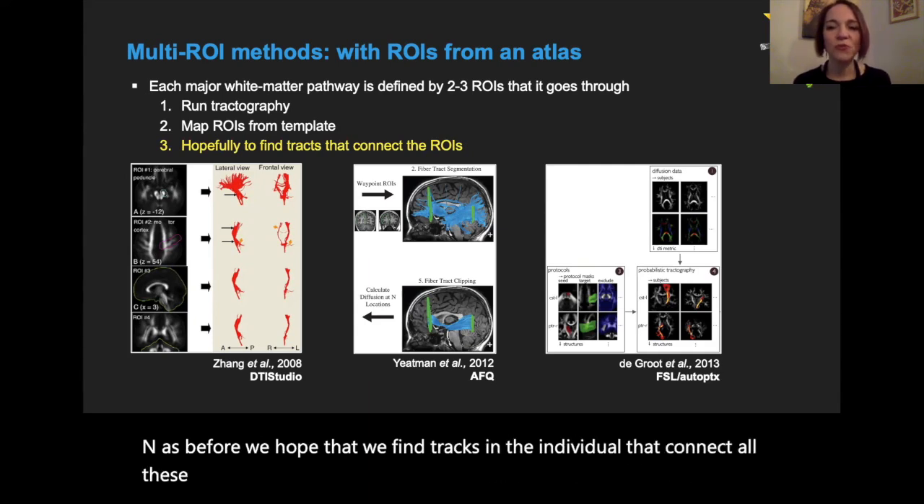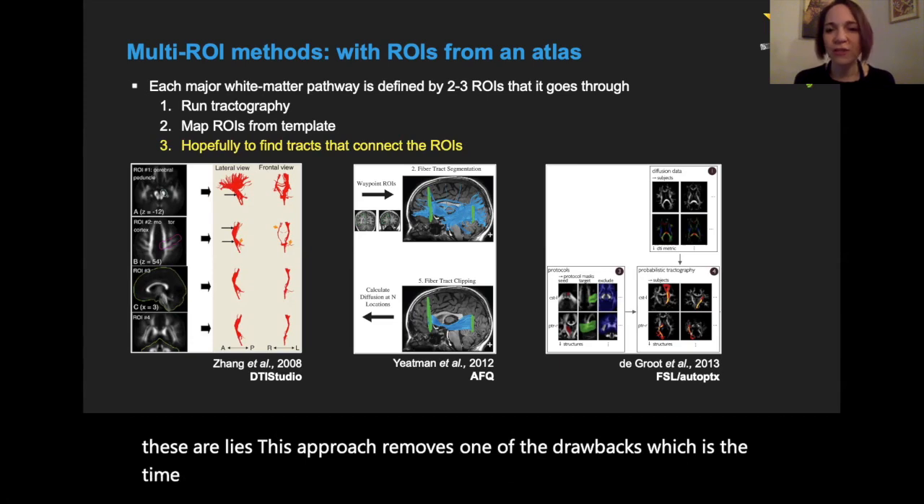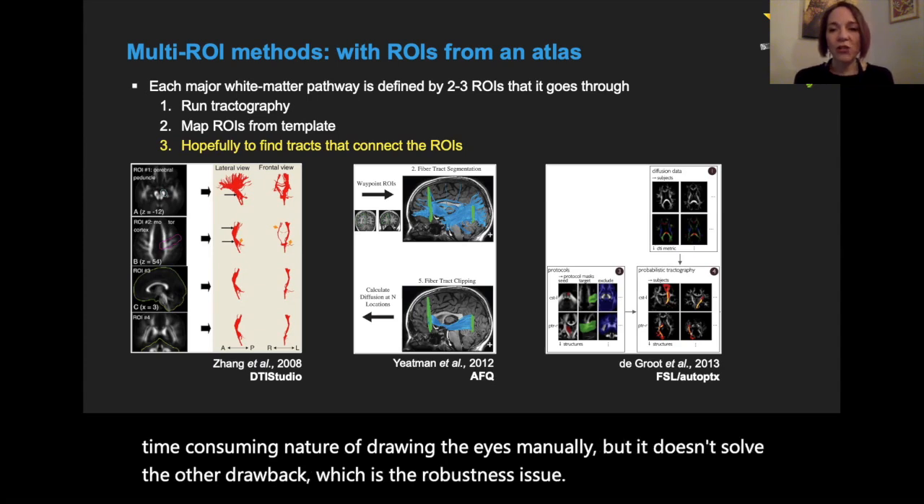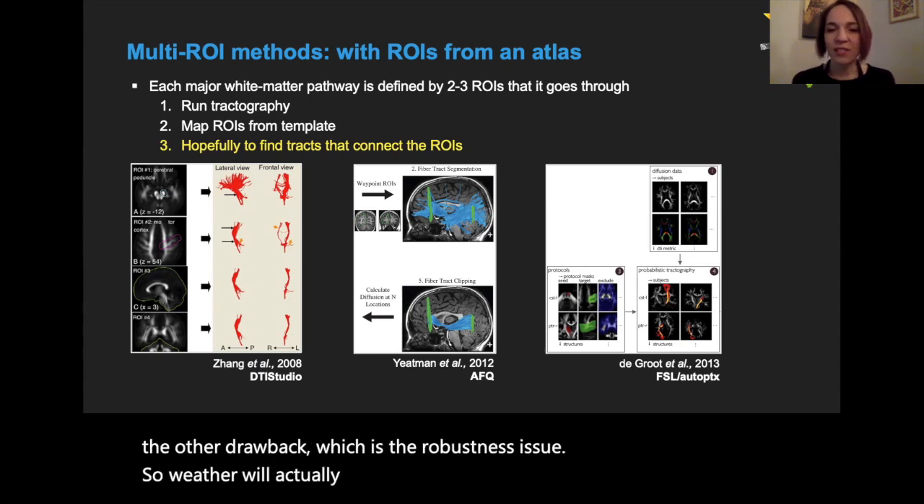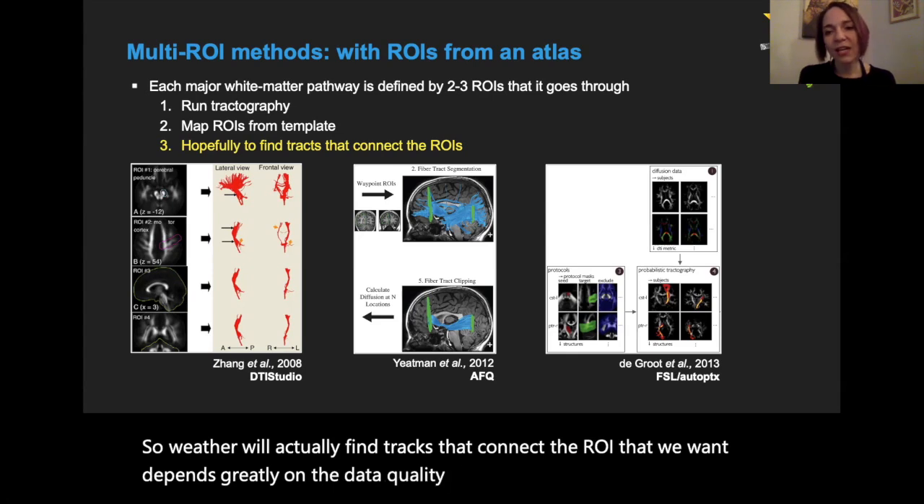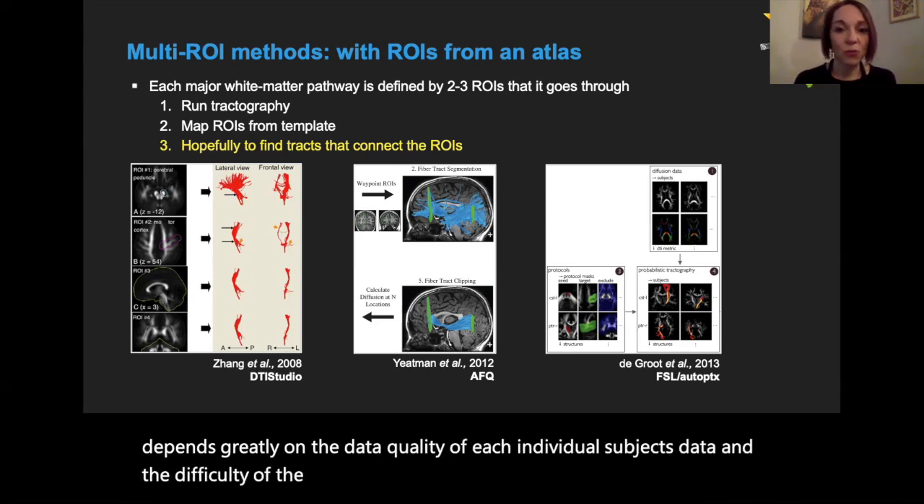This approach removes one of the drawbacks, which is the time-consuming nature of drawing the ROIs manually, but it doesn't solve the other drawback, which is the robustness issue. So whether we'll actually find tracks that connect the ROIs that we want depends greatly on the data quality of each individual subject's data and the difficulty of the specific bundle that we're interested in.